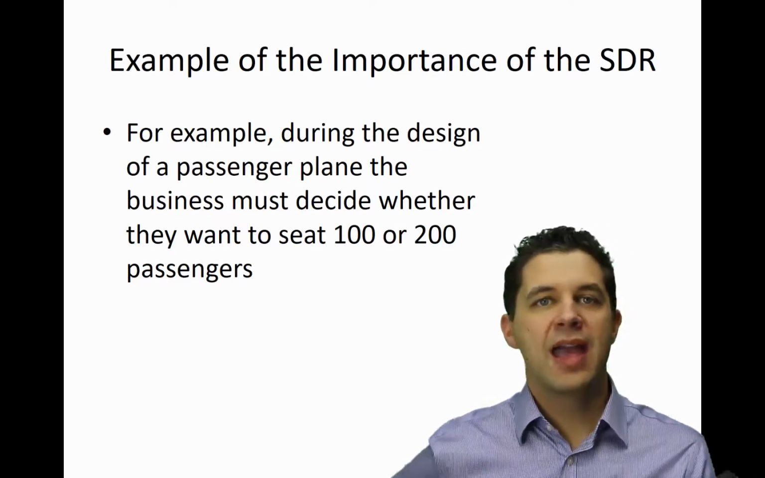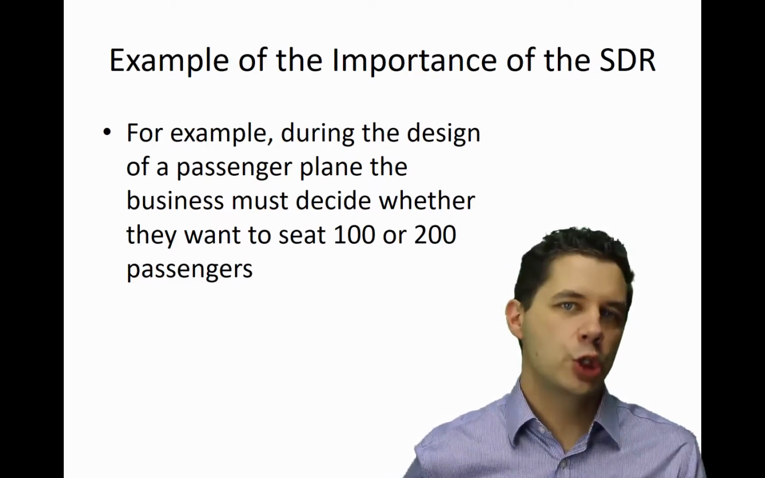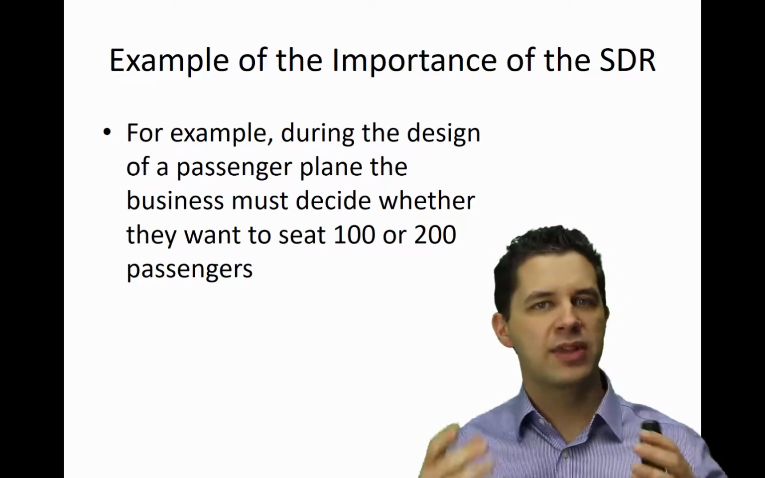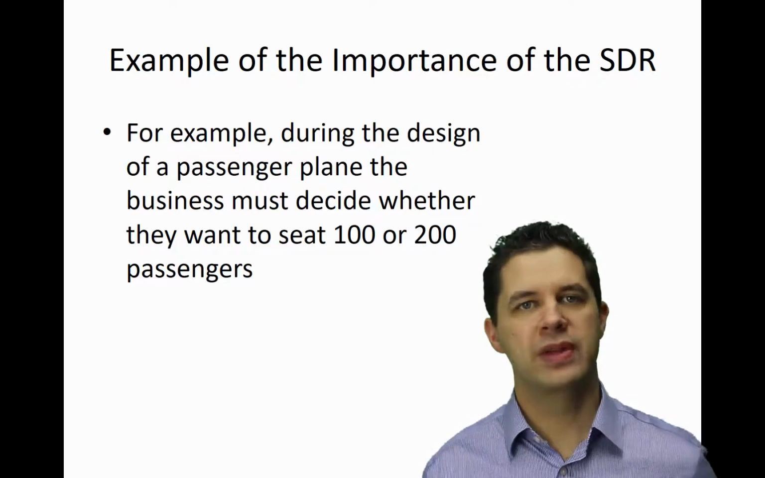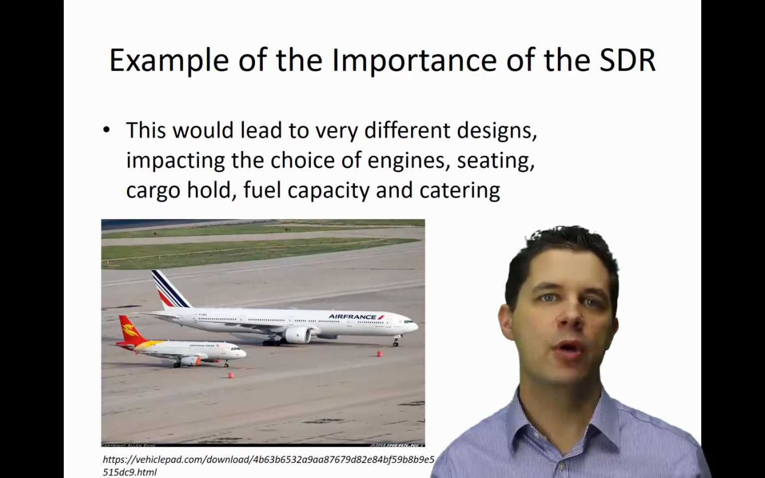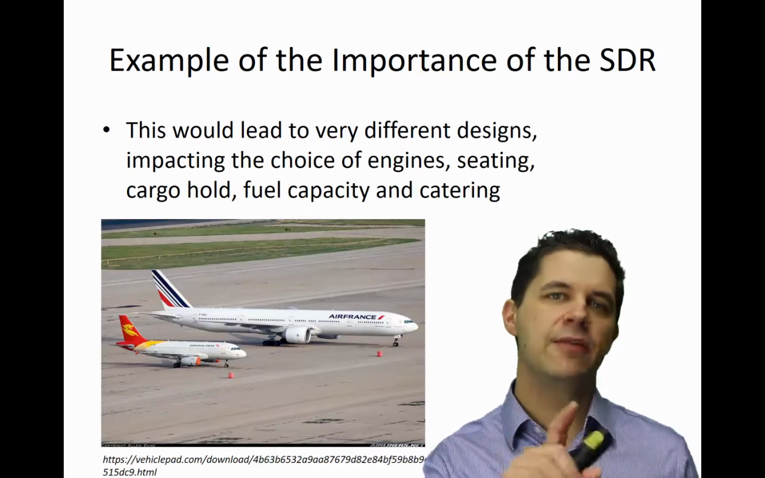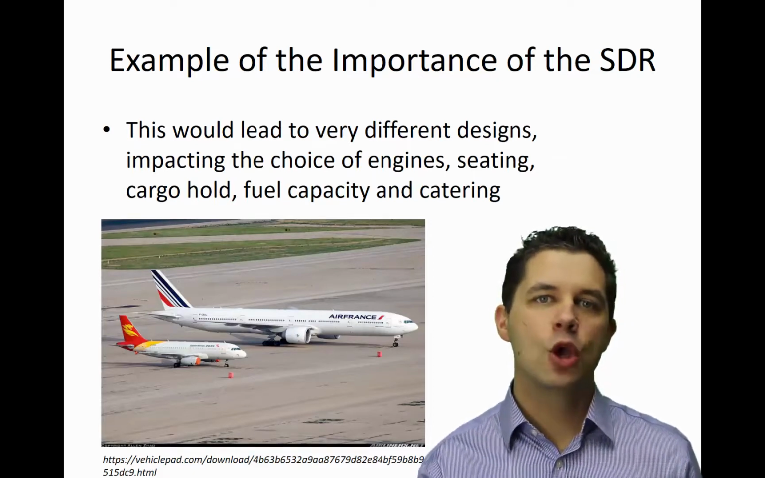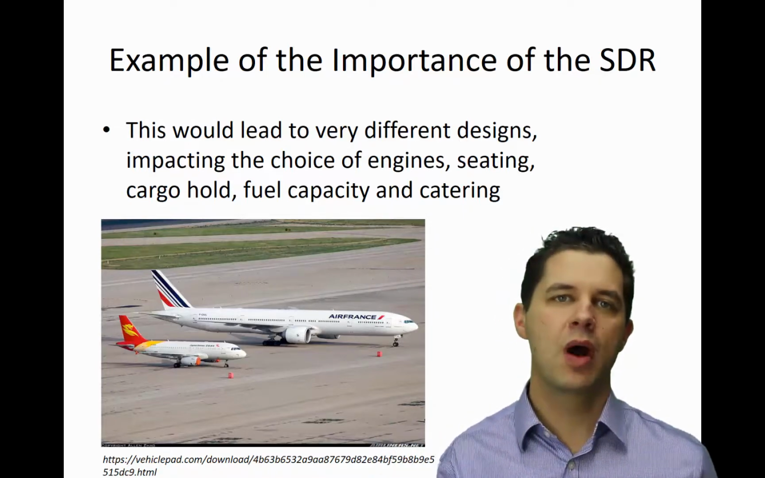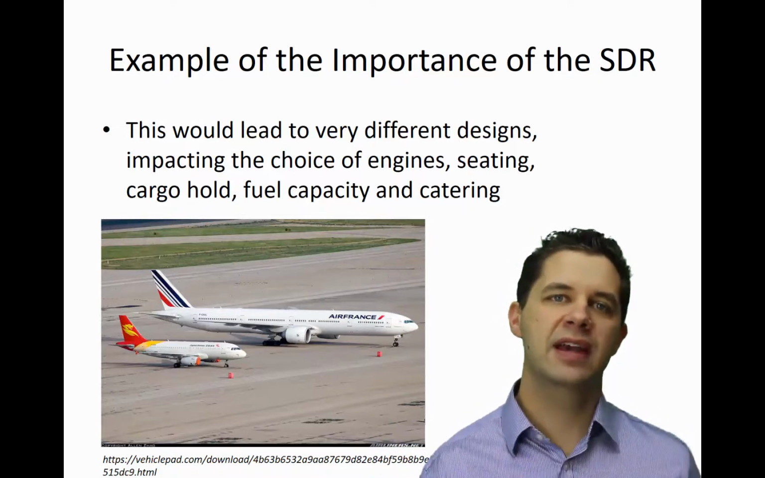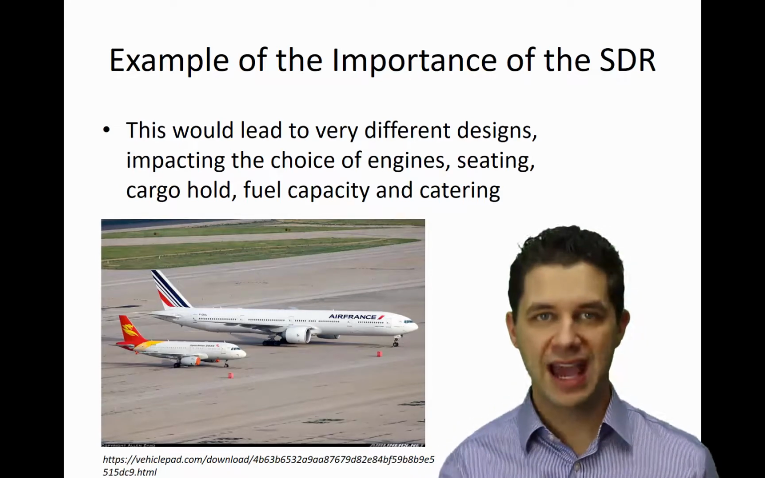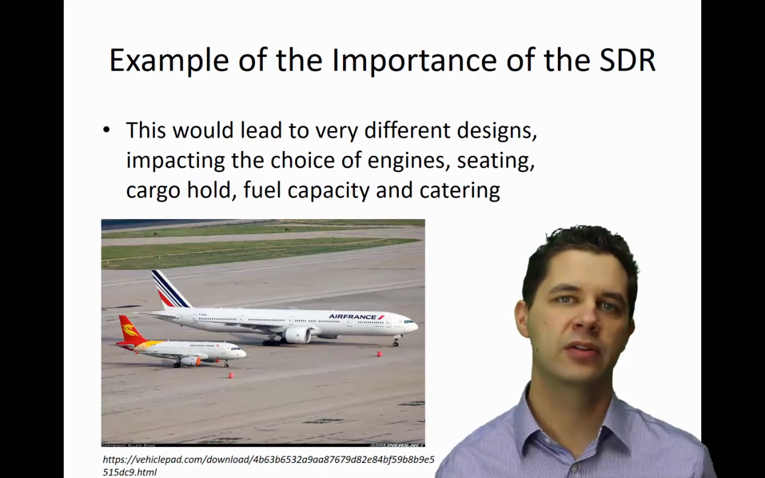For example, if we were developing a passenger aircraft and a business was deciding as one of their key requirements, do they want the aircraft to seat 100 people or 200 people? It's a reasonable thing to ask, and there's planes that fit into both those sort of categories. But they lead to vastly different designs. And they'll lead to a whole raft of changes, including the engines that are required, the seating that's required, the size of the cargo hold, the fuel capacity that's required, the catering requirements that's required to cater for twice as many people on board the aircraft.